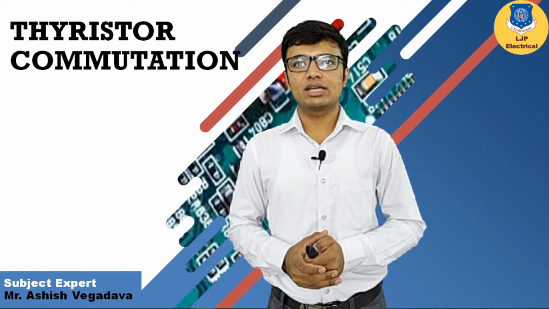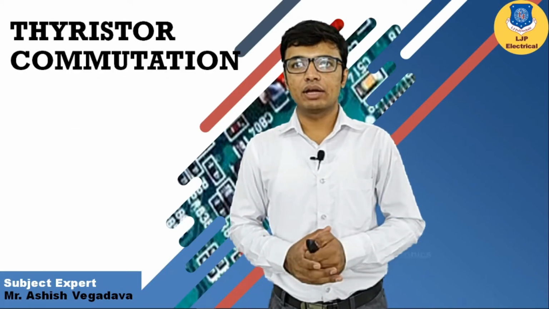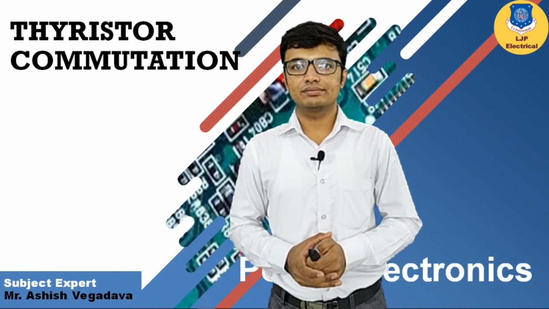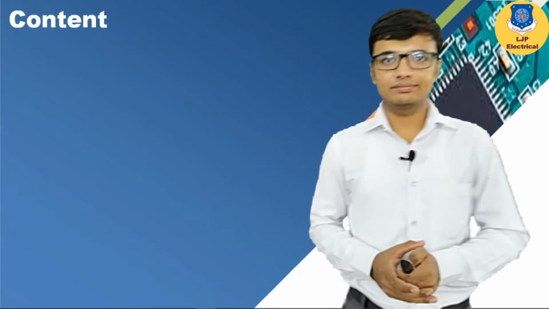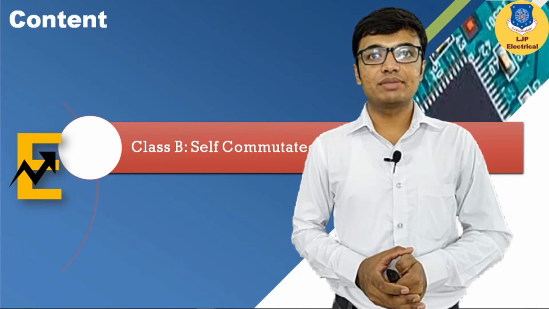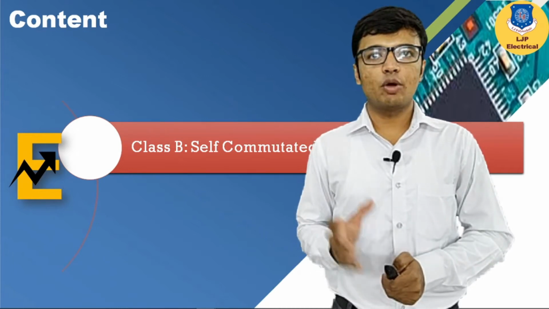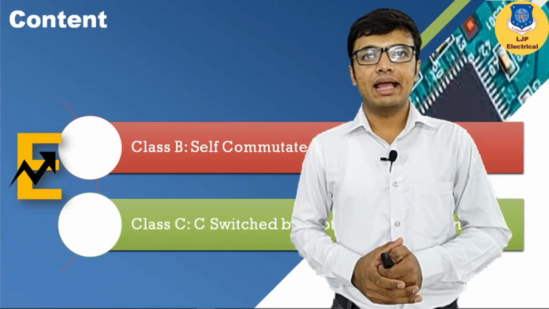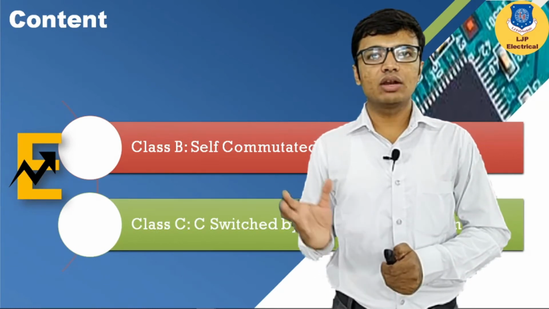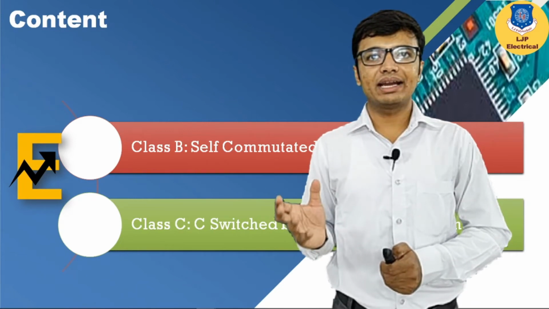Today we will learn thyristor commutation in the subject power electronics. Let's move to the content of this topic. In this topic we will learn class B commutation, also called self-commutated by LC circuit, and we will learn class C commutation, also called switched by another load carrying SCR or complementary commutation.